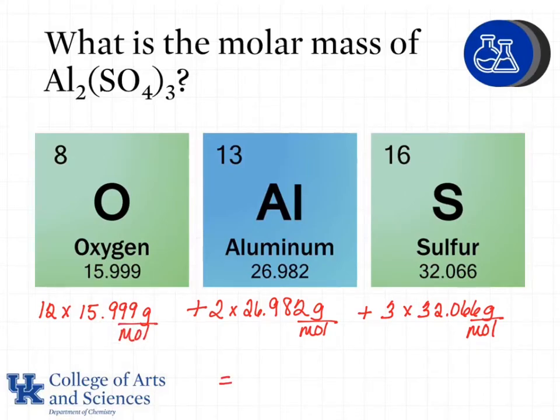And when we add them all up, we end up with 342.15 grams per mole. So 1 mole of aluminum sulfate units would have a mass of 342.15 grams.